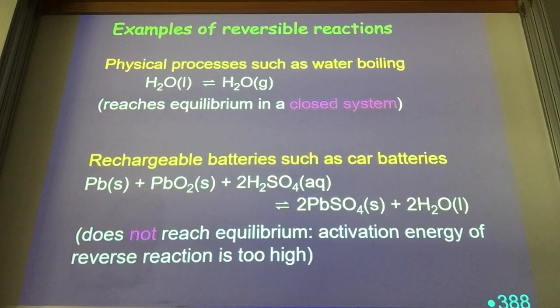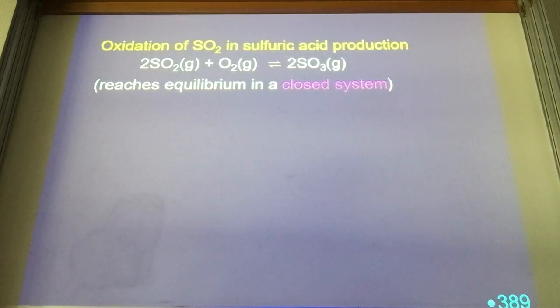Rechargeable batteries, the lead acid battery that you've seen in one of the previous chapters. It's a reversible reaction, but it doesn't actually reach equilibrium because the activation energy to reverse it is too high. You've got to pump a voltage in before that one will go backwards. Oxidation of SO2 in the sulfuric acid production, that's another classic equilibrium situation.